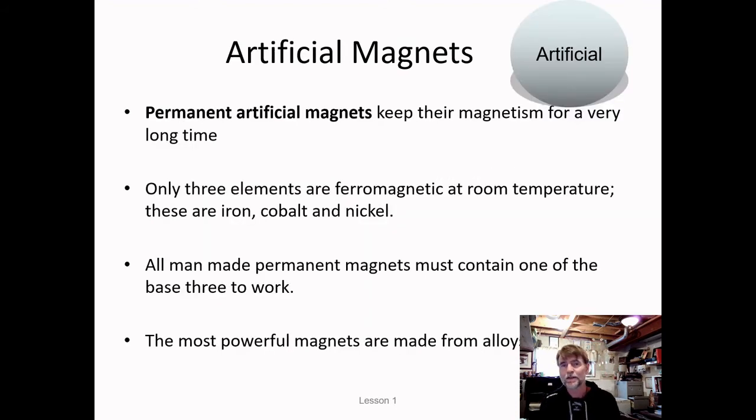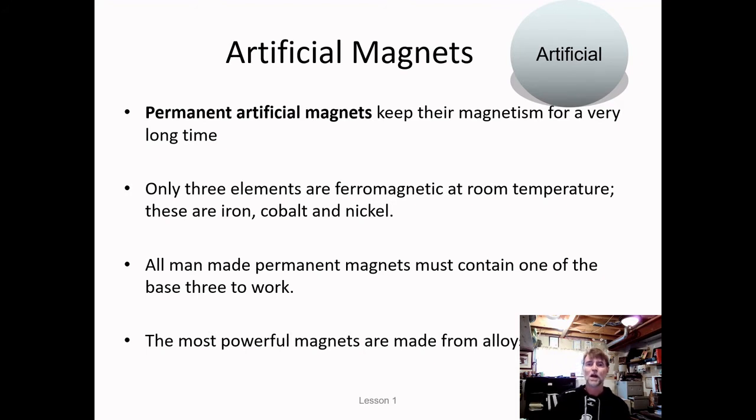Artificial magnets are anything that we can cause to be magnetized. Okay, so we can break these down into permanent or temporary. So a permanent artificial magnet means that it stays magnetized for a very long time. Okay, and a very long time, we're talking in terms of decades, centuries, eons. Okay, only 3 elements are ferromagnetic at room temperature. So there's that term. I told you we were going to see it. Okay, and this list we've already seen: iron, cobalt, nickel.